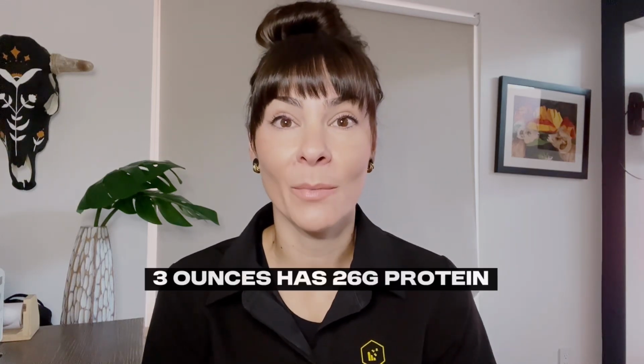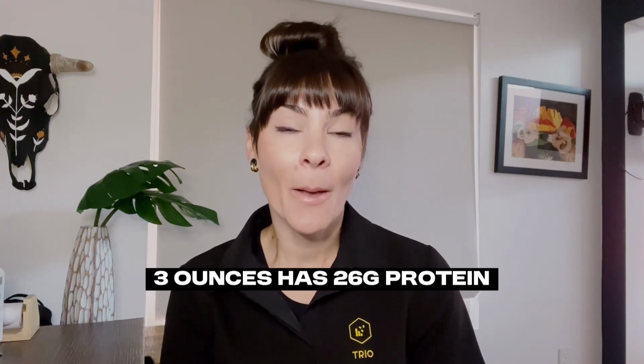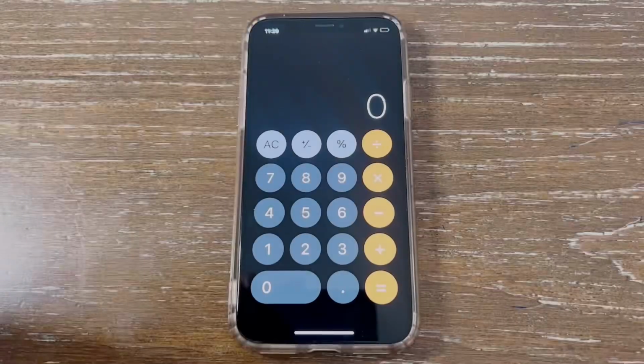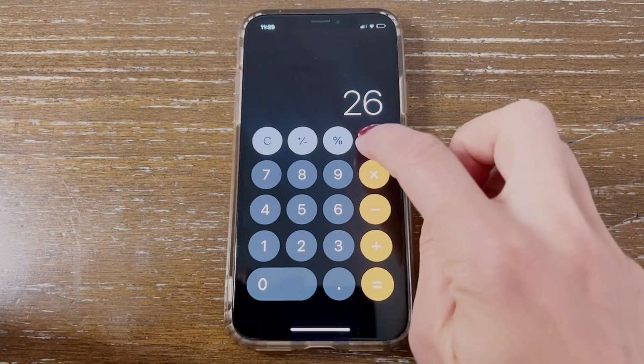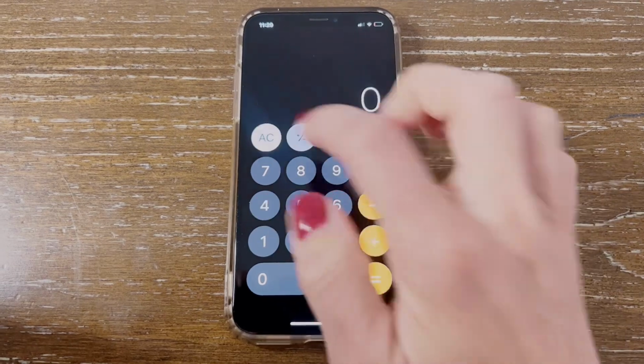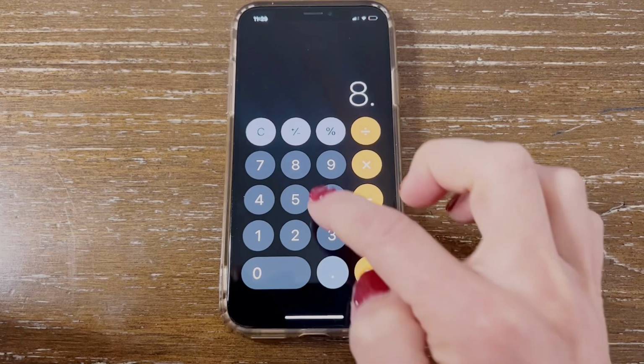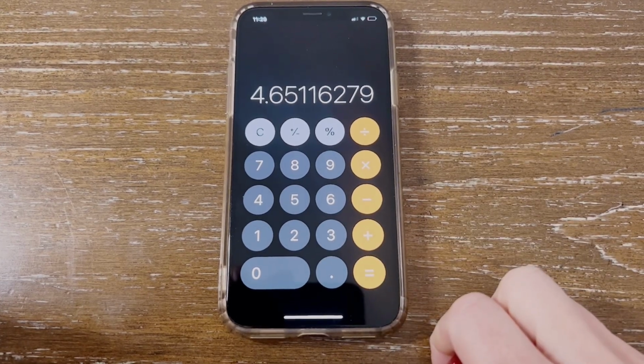Sticking with our chicken breast example, you now know that 3 ounces of chicken breast contains 26 grams of protein, but you need 40 grams of protein per meal. So how much chicken breast are you going to have for one meal? The math looks like this. 26 grams of protein divided by 3 ounces gives you 8.6 grams of protein per ounce. You need 40 grams of protein, so divide 40 by 8.6, and this gives you roughly 4.6 ounces. So when mealtime comes, just grab your food scale and measure out 4.6 ounces of chicken breast.